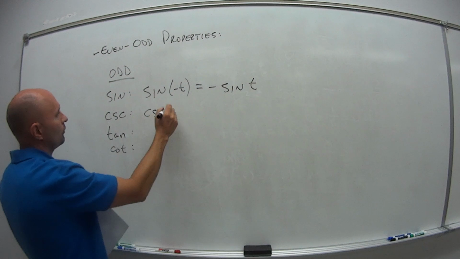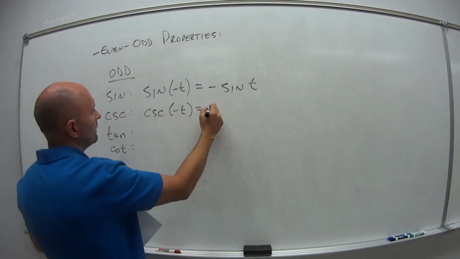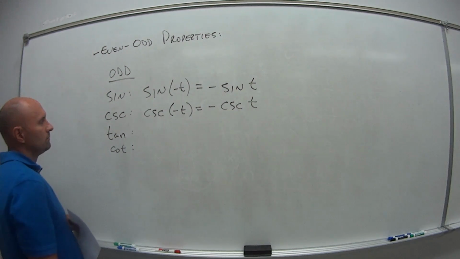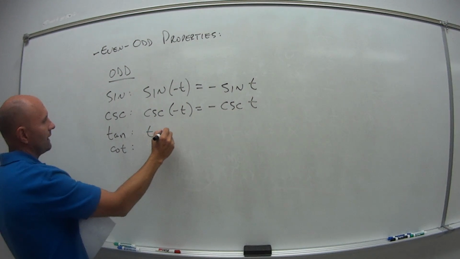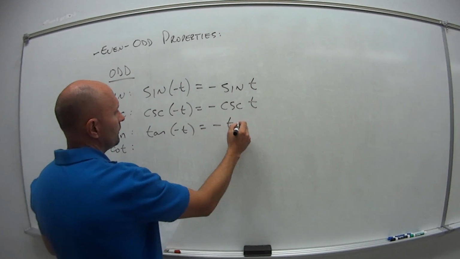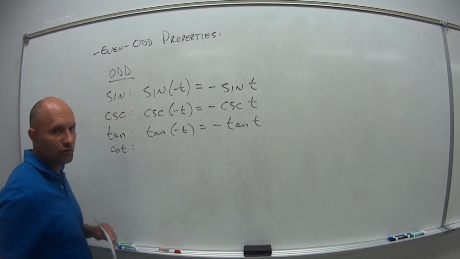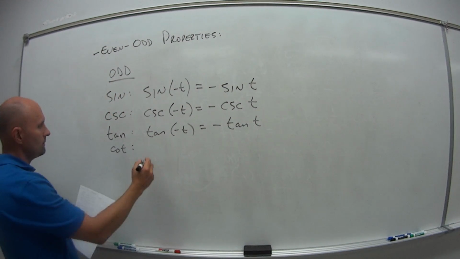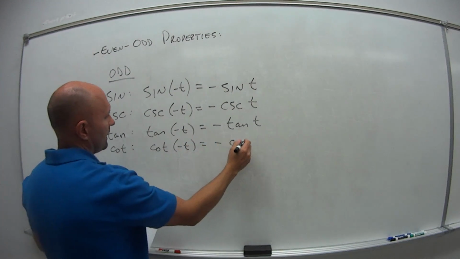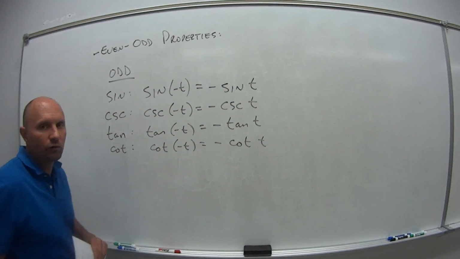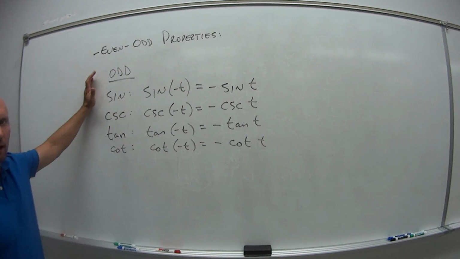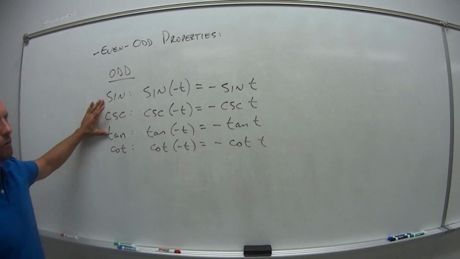Similarly, cosecant of negative t is the same as negative cosecant of t. Tangent of negative t is the same as negative tangent of t. And cotangent of negative t is the same as negative cotangent of t. Those are the odd. So if these four are the odd, what are the even?